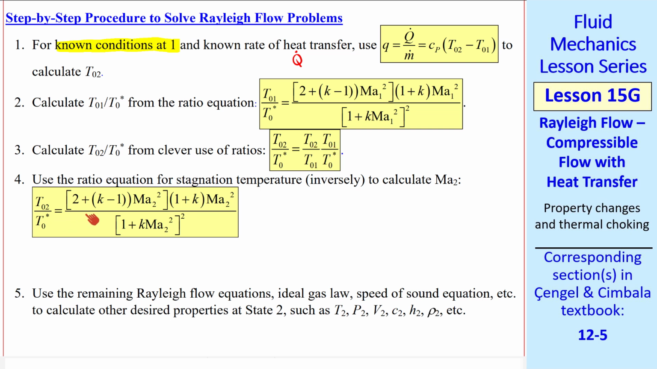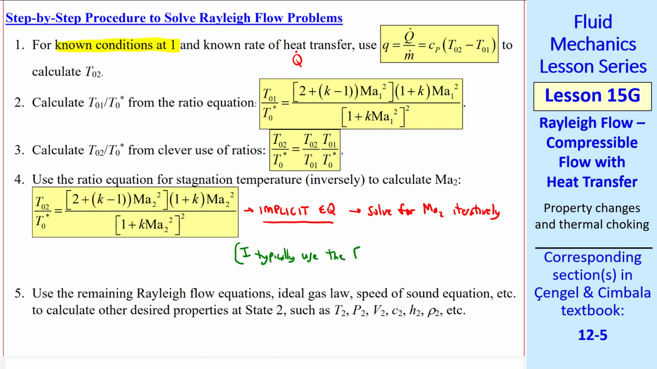Step 4 is to use this equation to calculate Mach number 2. This is the hardest step because this is an implicit equation, and you usually have to use some iterative method to solve for it. I typically use the false position method, which you can learn about in one of my other videos. Finally, we use the other equations, the ideal gas law, plus speed of sound equation, etc., to get any other desired property at state 2.